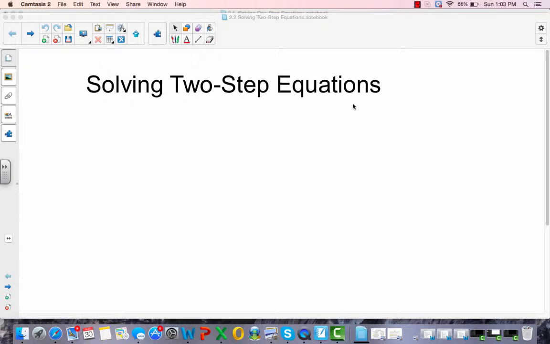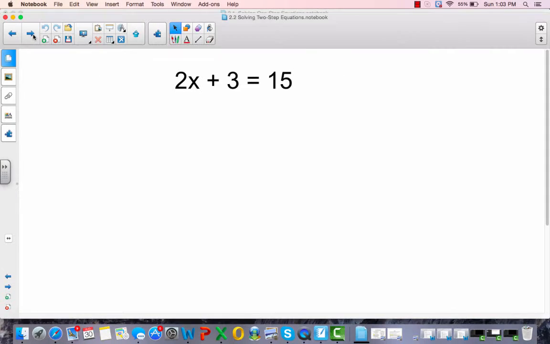Solving two-step equations is going to be very similar to solving one-step equations, except you're just adding another step. So instead of just saying 2x equals 15, it's going to say 2x plus 3 equals 15. So we've got to get rid of two things. We've got to get rid of this 3, and we've got to get rid of the 2.